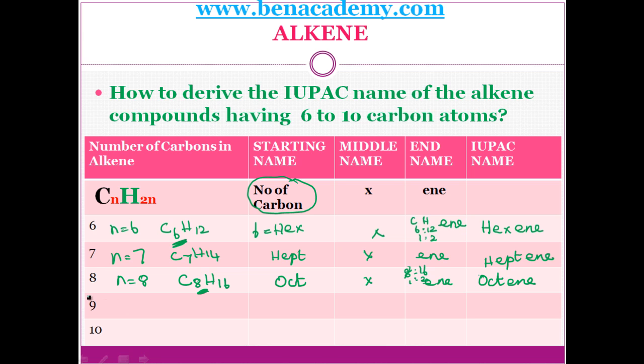If the number of carbons is 9, then the formula will be C9. What is 2 times 9? 18. Now, what is the starting name if the number of carbons is 9? It is non.